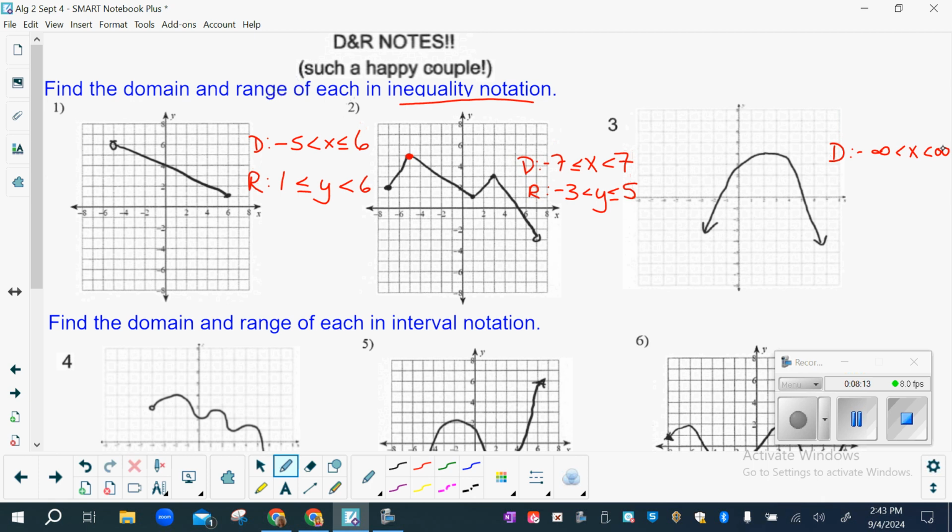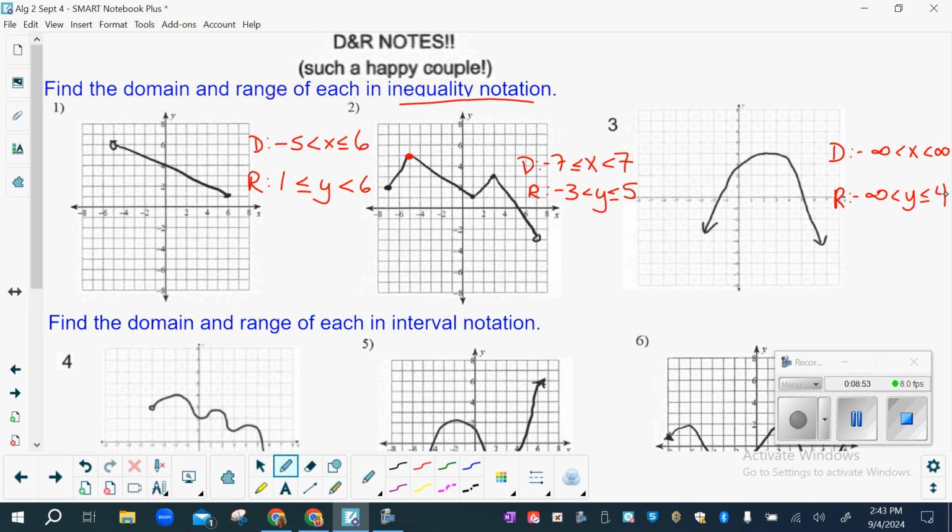Okay, so my range is the y values. So we're looking up and down. The down would be our smallest. -infinity is the smallest. And then what is my largest value? 4. Does it include 4, Henry? So is this an open circle here or is it a close? Close, so it's a less than or equal to 4. Does that make sense?